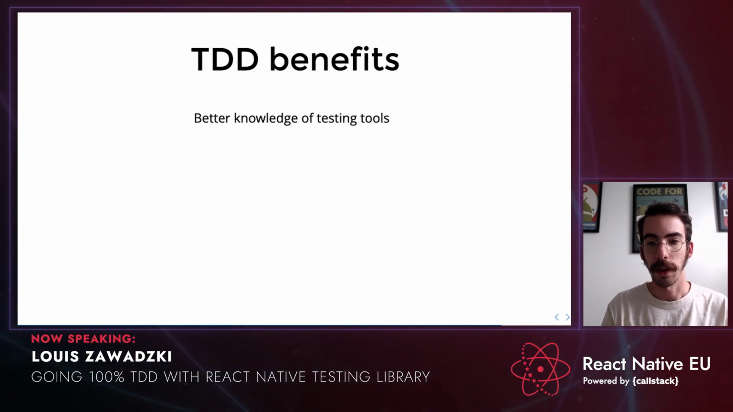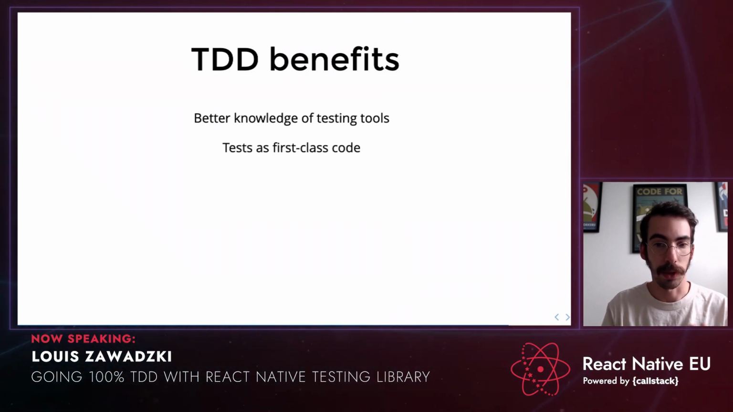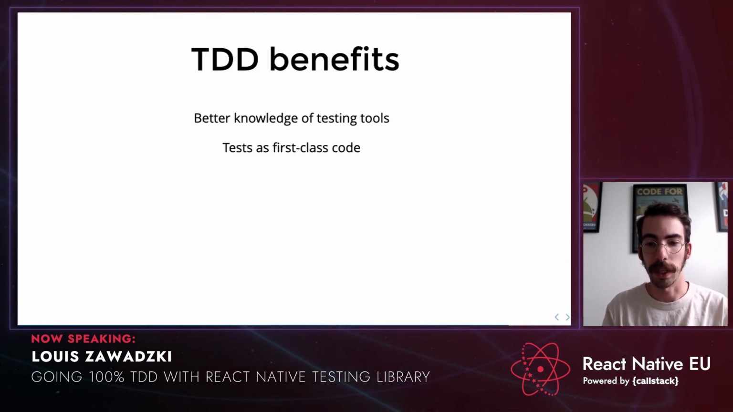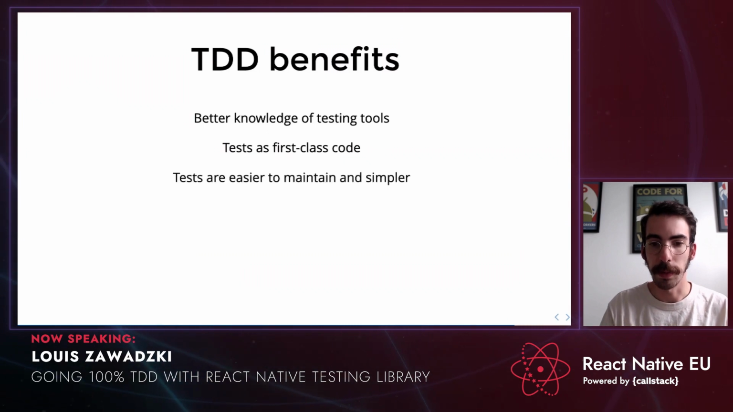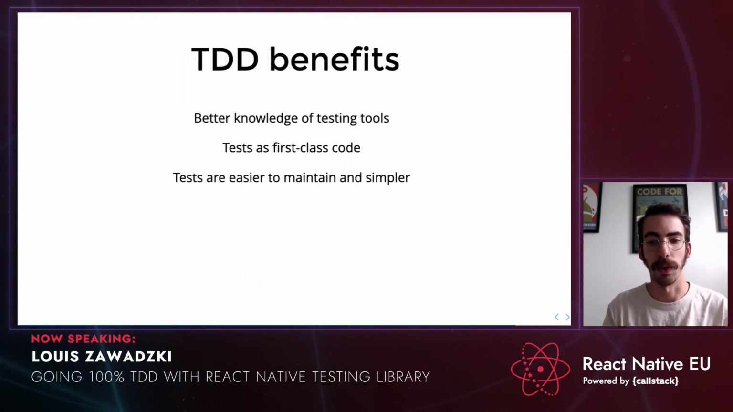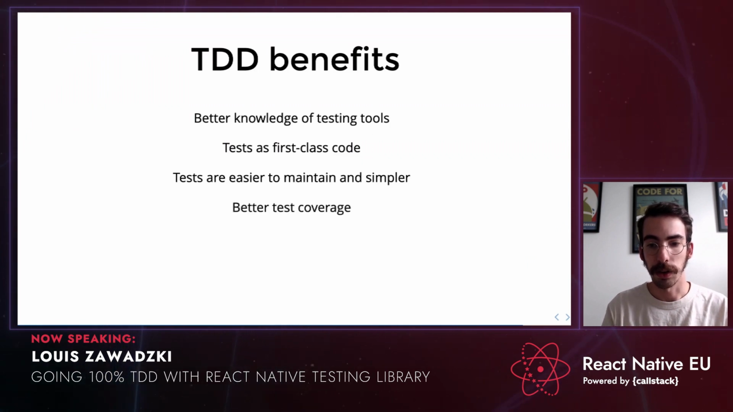The first thing I gained was a better knowledge of my testing tools, Jest and React Native Testing Library in particular. And as my tests were becoming more important, my test files became first-class code to me. That means I was paying more attention to how I split them, and I started to write custom functions and extract some of them just for my tests. And as a consequence, they became easier to maintain and a lot simpler to write. And I also increased my test coverage. And by that, I mean I really increased the number of features that were covered by my tests.